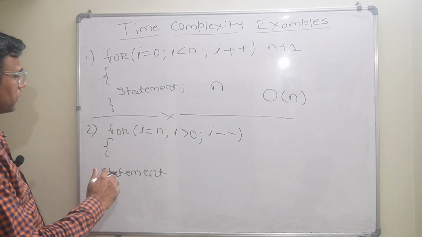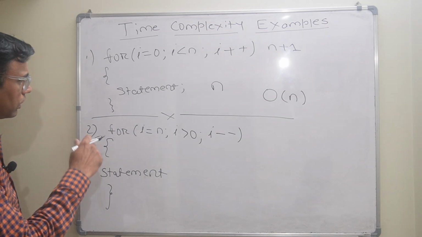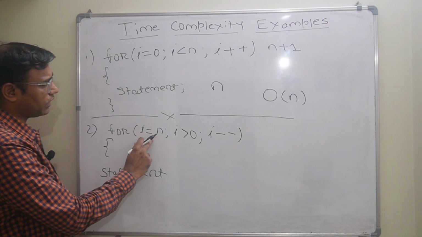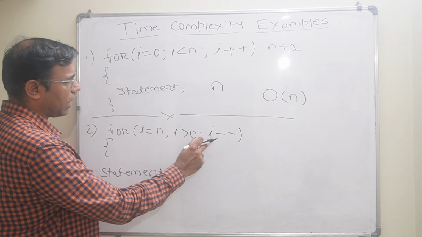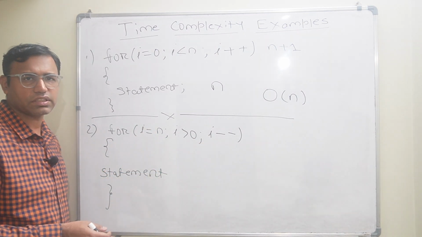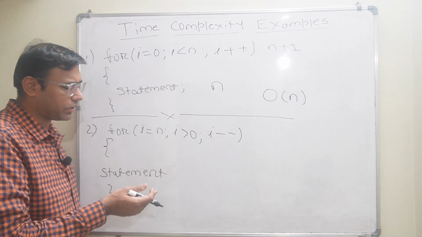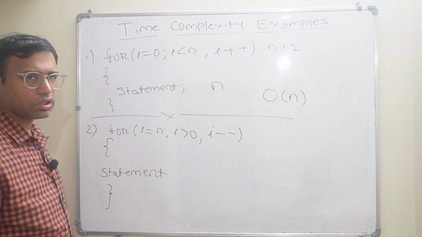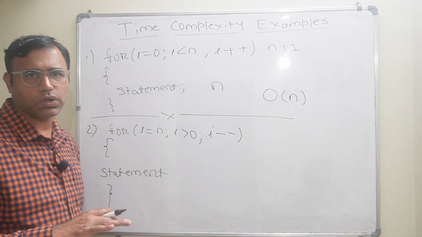Okay, so this is the first example, a simple example. Now let us reverse this loop. So i starts with n and i >= 0, i--. At every iteration the i value is decremented, starting with n. Whether you run the loop from 1 to 10 or 10 to 1, it is the same thing.